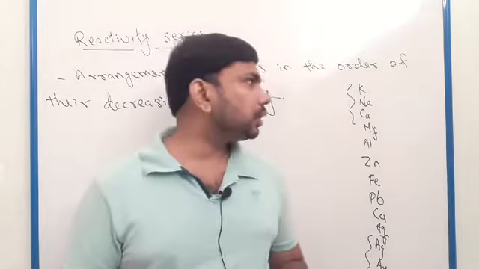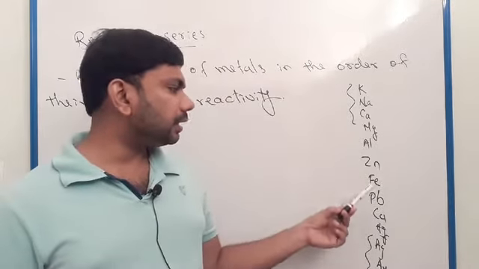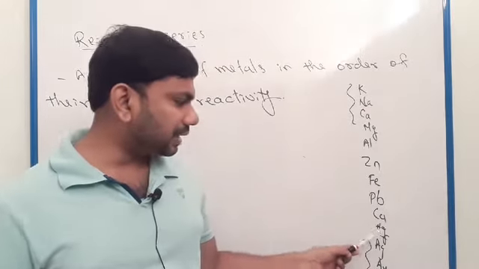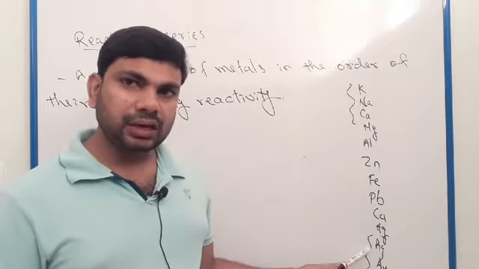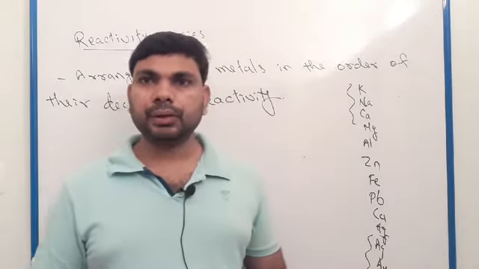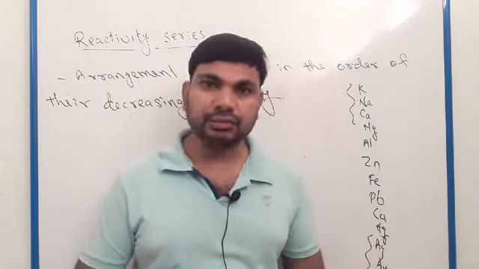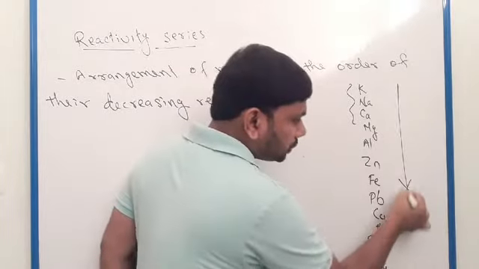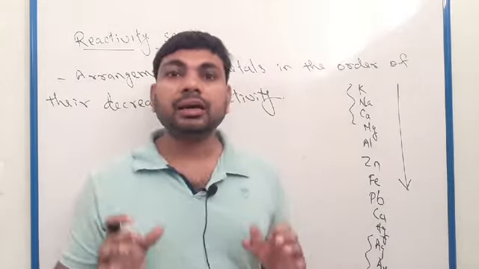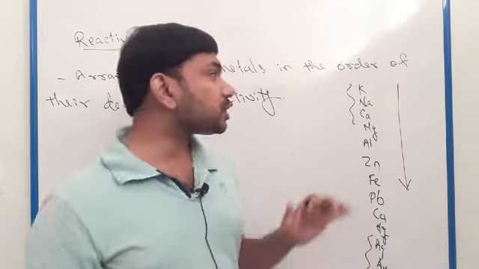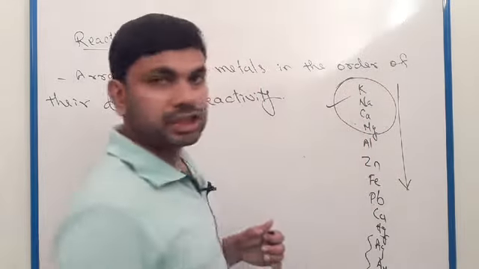Okay, so look here: potassium, sodium, calcium, magnesium, aluminum, zinc, iron, lead, copper, silver, gold, platinum (Ag, Au, Pt). These are the arrangements of metals according to their reactivity. When you move from top to down, their reactivity decreases. Metals which come on the top are highly reactive.